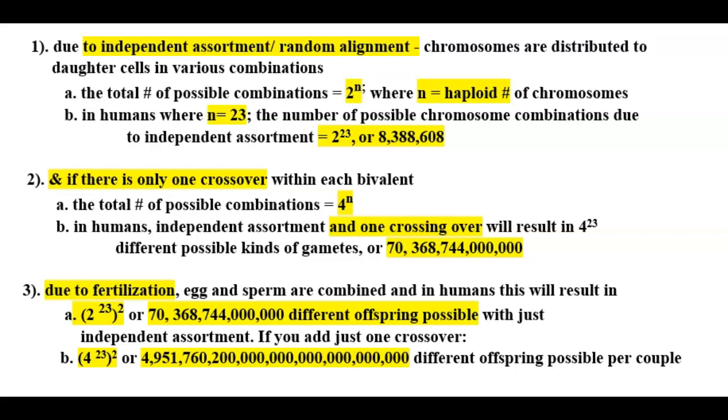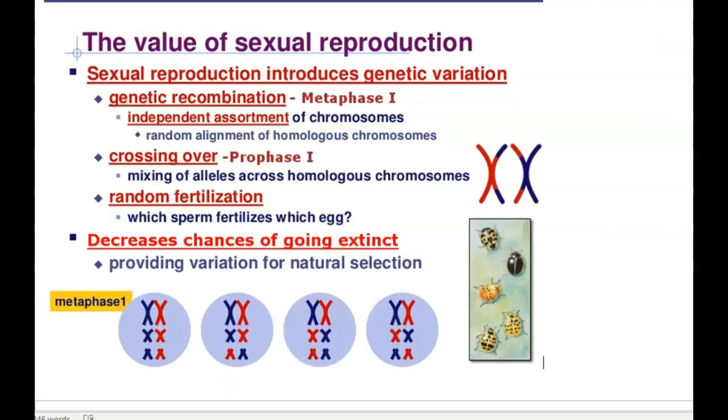So, meiosis is amazing at mixing up the DNA through random alignment, crossing over, and then fertilization. Make sure you know all three of those. So what is the value of sexual reproduction? The key thing is that you get genetic variation. Genetic recombination in metaphase 1: independent assortment of chromosomes, random alignment of homologous chromosomes. Crossing over in prophase 1 mixes up the alleles across homologous chromosomes. Random fertilization: which sperm is going to fertilize which egg.